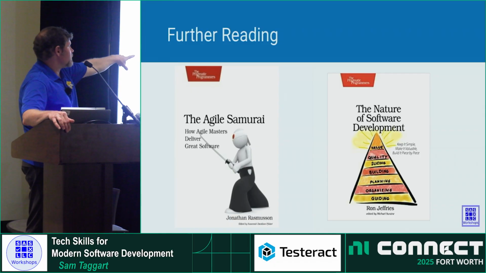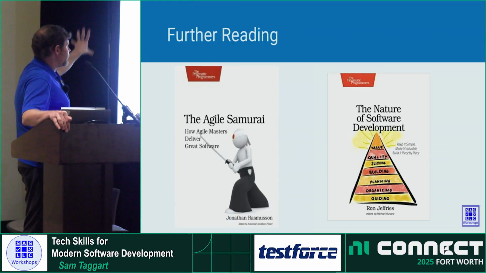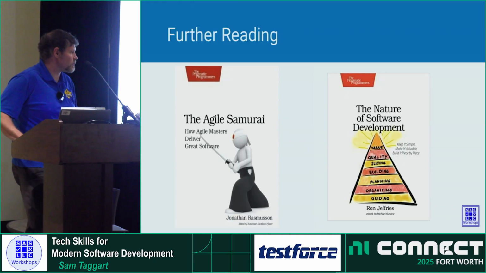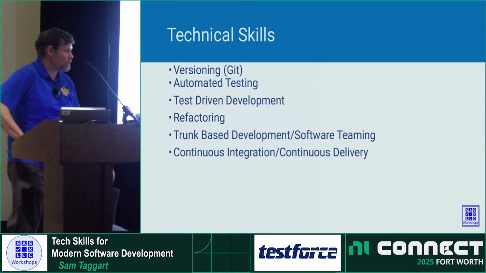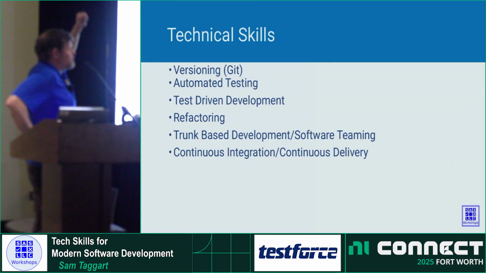And then there's a book, The Nature of Software Development, which is more for leaders, more for CTOs. But they both kind of talk about how all these things fit together and very much the inspiration for this talk. And you'll see a bunch more books as we go along. I don't have links for those, but you can find them. They're pretty popular books. Go search on Amazon. So these are the technical skills. The Agile Samurai had 4.